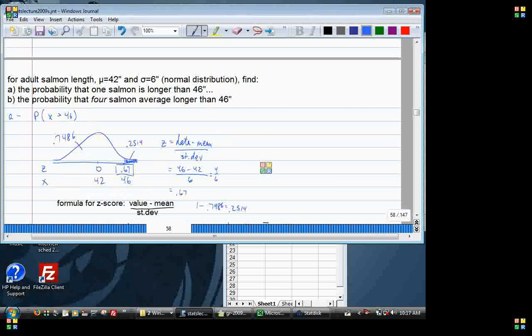And is that our answer? Yes, because we're looking for the probability, and probability is the same as an area. Did we find the area we want? Yes. So that's our answer. Next.